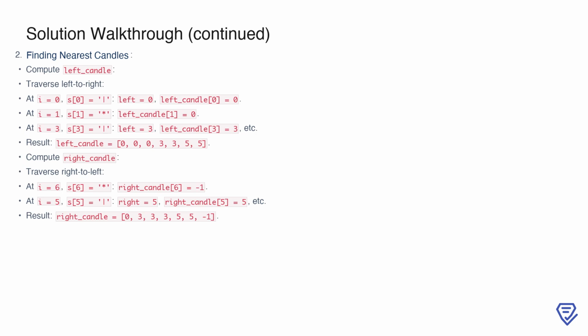Similarly, we compute the right_candle array by scanning the string from right to left. This array tells us the nearest candle to the right of each position. For positions without a candle, we use the most recently seen candle's index. If no candle exists to the right, we assign -1. The resulting right_candle array is 0, 3, 3, 3, 5, 5, -1. These two arrays now allow us to quickly determine the bounds of valid ranges for each query.